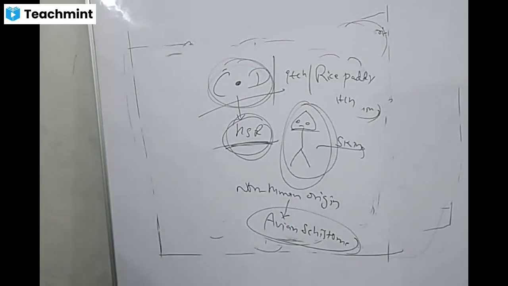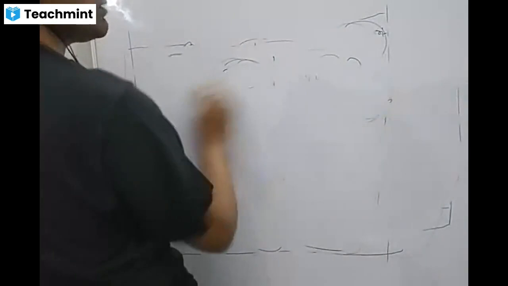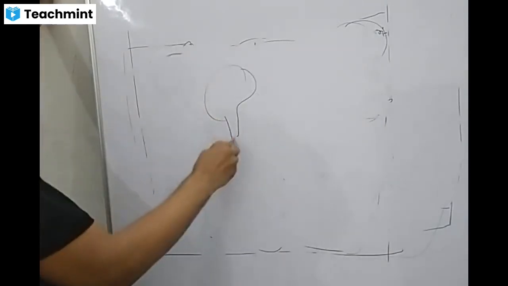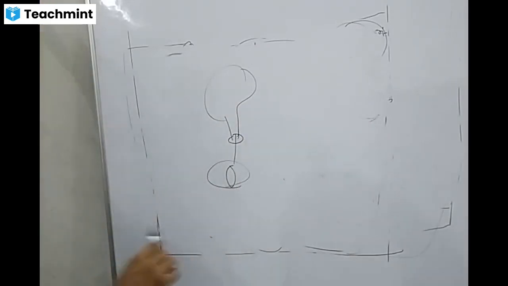So with the schistosome, species and their location is more important, and from which organ the egg will come out, that is more important. Only this much is sufficient for the ICAR exam.